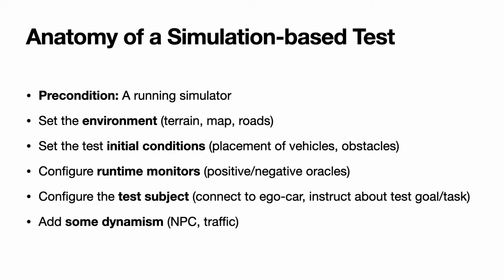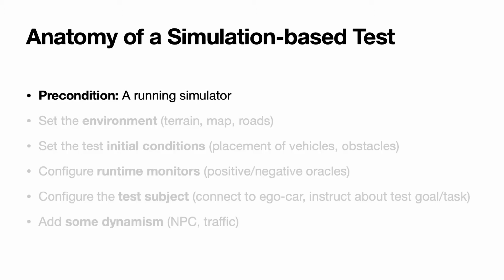This is the agenda for this part: the anatomy of a simulation-based test. There might be different ways of doing that, so don't take this for granted. We start with a precondition to have a running simulator, then we see how to set up the environment and the initial condition of the test, mainly how to place obstacles, how to configure and set up the oracles and the test subject. Finally, we are going to look at how we can add some dynamism to our test. Let's start with the precondition.